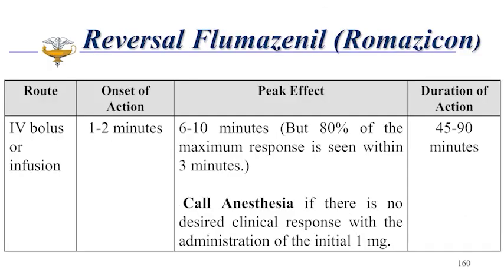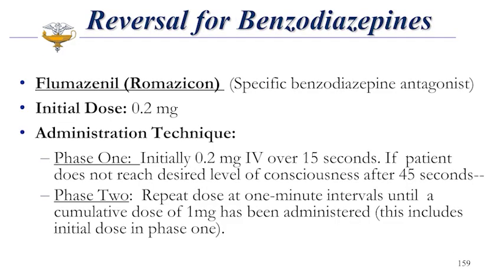So here's the table for that. Makes it easy. Now, about 80% of the maximum response is seen within 3 minutes, and the full response in 6 to 10 minutes. Call anesthesia if there is no desired clinical response with administration of the initial 1 milligram dose. So you're going to go back and give it another dose, let's see, every 15 seconds. For how many doses? First dose is 0.2 milligrams, so you're going to get 5 total dosages.